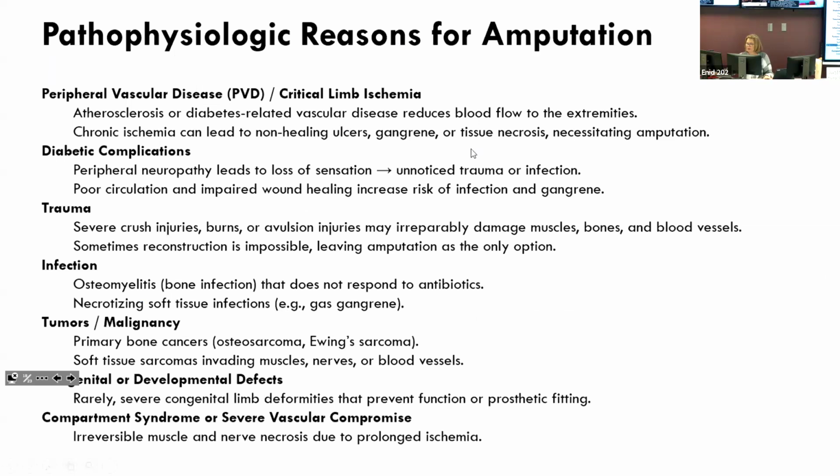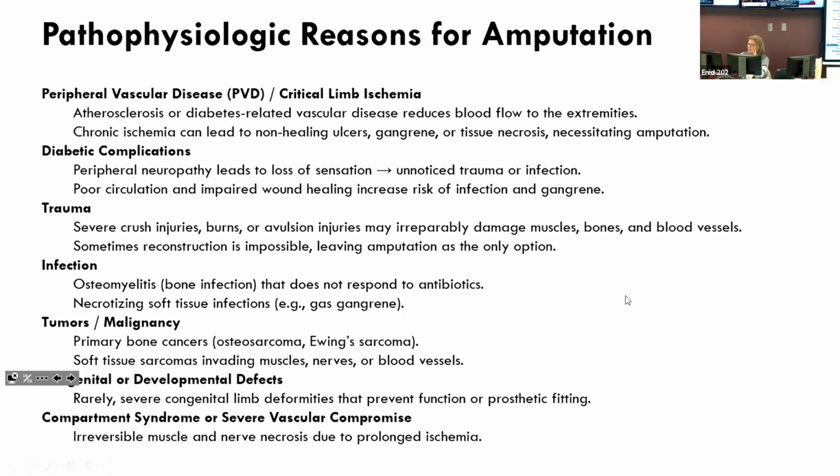So this kind of goes over what I already talked about, the peripheral vascular disease, like in diabetics, the atherosclerosis, chronic ischemia can lead to non-healing ulcers, which can get infected. Diabetic conditions, the peripheral neuropathy, they use the loss of sensation, poor circulation, impaired wound healing. Trauma, severe crush injuries, burns, or avulsions, their injuries. Infection, we talked about that.